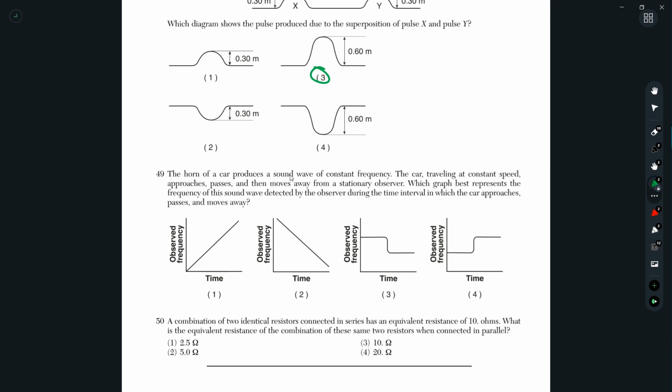I don't like this graph. I really dislike this graph, actually. I think it's choice 2.